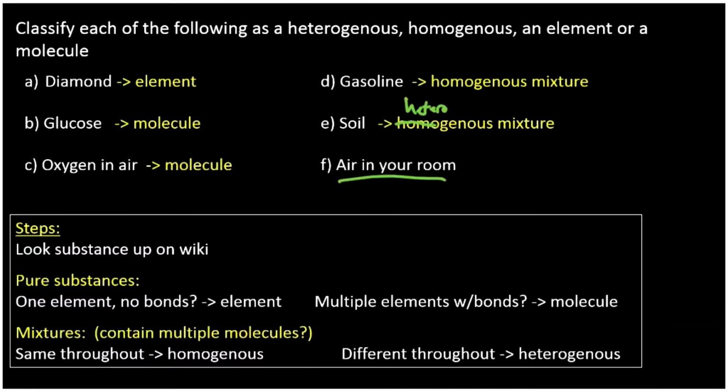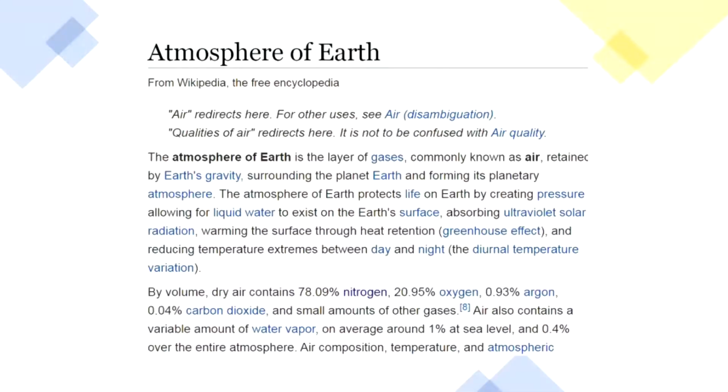Okay, lastly, air in your room. That one can take some work to Wikipedia because air in your room is not going to show up on Wikipedia. But what is the air in your room? It is made of atmosphere. So let's look up what the atmosphere is made of. The atmosphere of the Earth is a layer of gases known as air. Cool. And now if we look down at the beginning of the second paragraph, it says it contains 78% nitrogen, 20% oxygen, and 1% argon, and 4% carbon dioxide. Okay, so those are different things. It's a mixture, right? Multiple things are there.